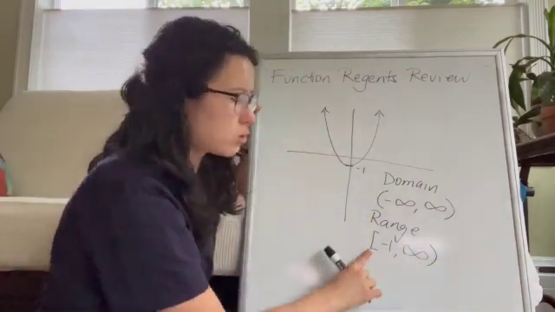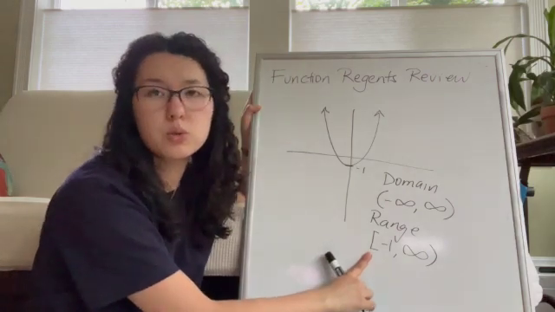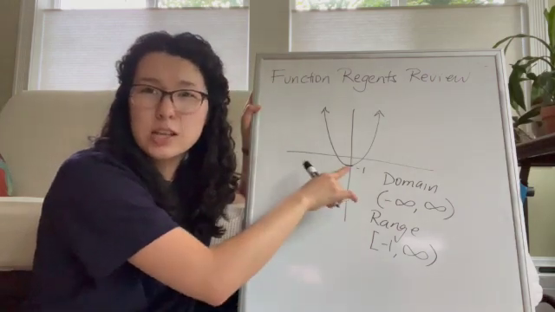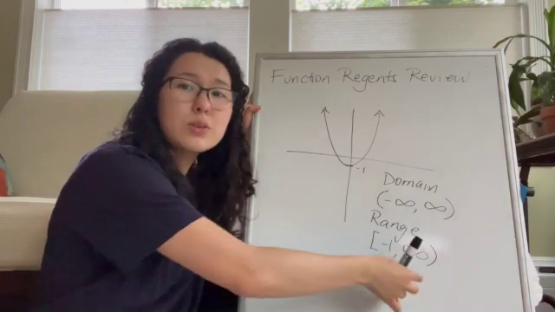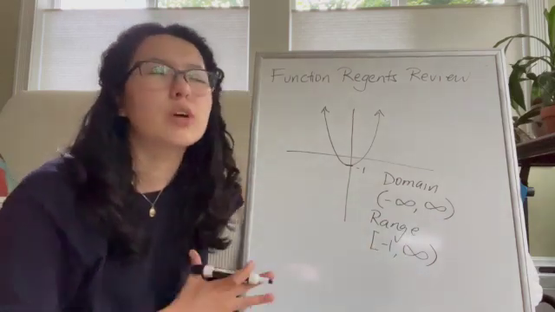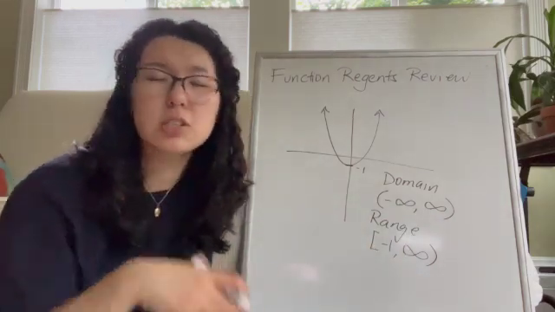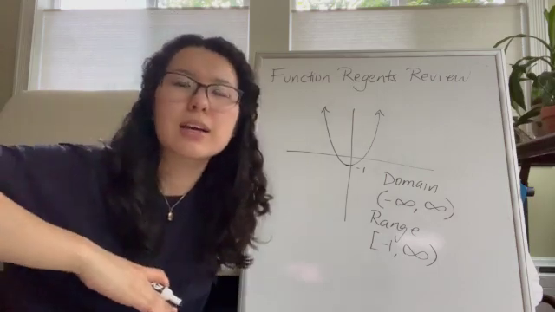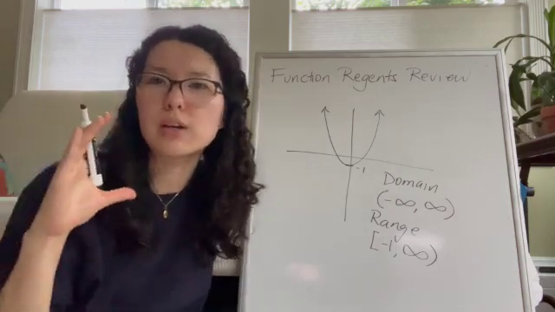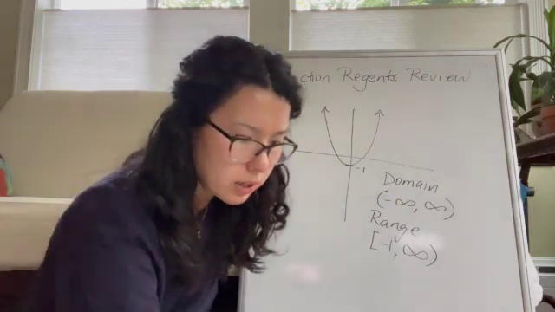Now, you may notice that I've drawn a square bracket here. As a quick review, the square bracket means that it actually touches that value, whereas we always have to use a round bracket with infinity because no graph can actually ever touch infinity. It's just a concept, right? Infinity is something that can never be reached, so we always use the round bracket for that. So that's domain and range.